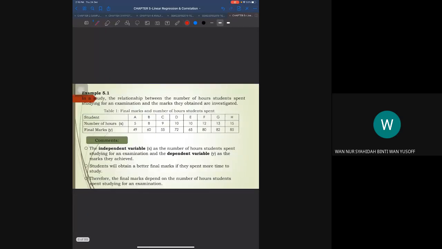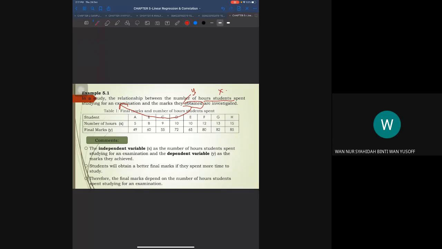We have an example here: the relationship between the number of hours students spend studying for an examination and the mark they obtain. Obtaining the mark happens after the studying. So the mark should be Y and the hours studied should be X, because Y depends on X, meaning we obtain Y after we have X. That is what we mean by independent and dependent. Independent comes first, and then Y is obtained based on the independent variable.